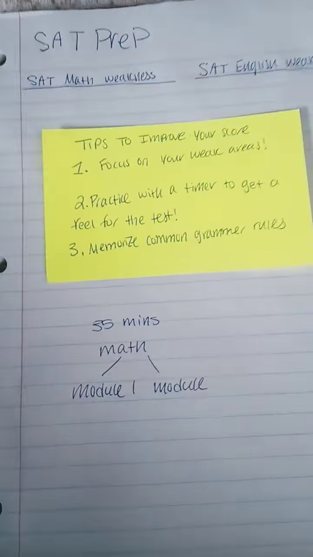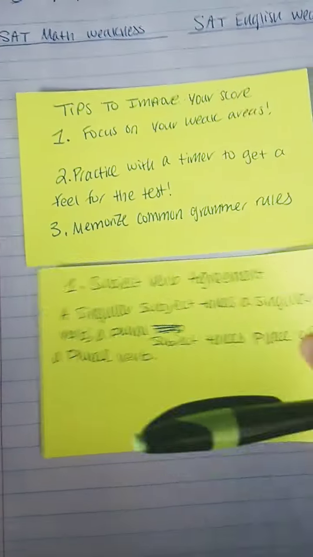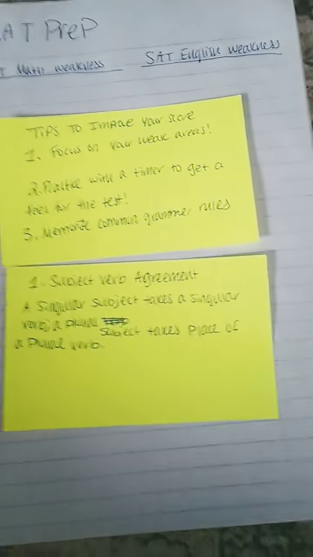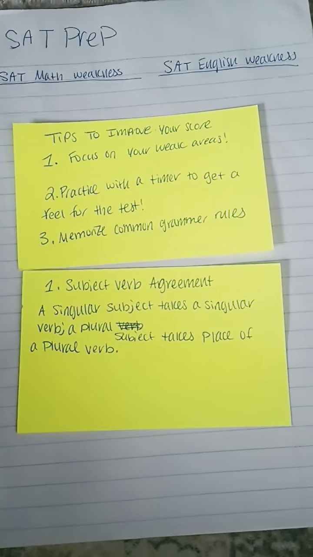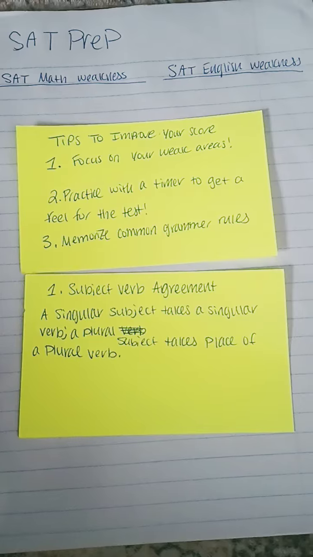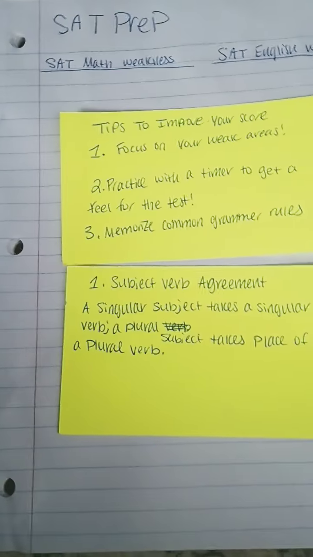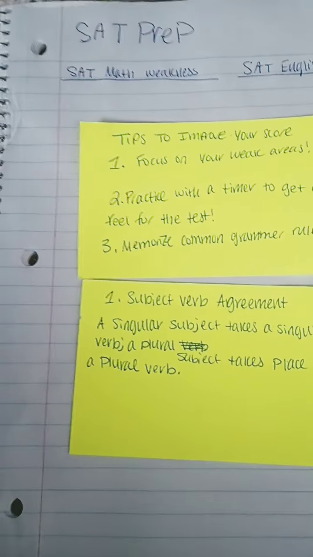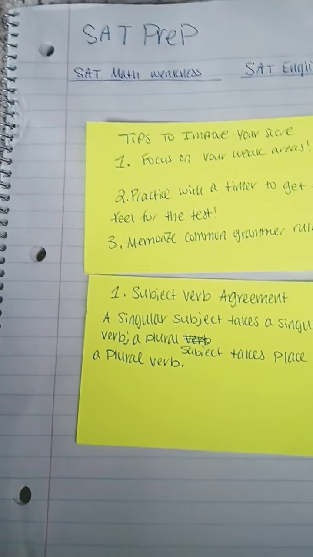Alright, a third thing is memorize common grammar rules. So, here's an example. Subject-verb agreement. What it is, a singular subject takes a singular verb, a plural subject takes a plural verb. So, an example is, the list of books is long. List is singular, even though books is plural.